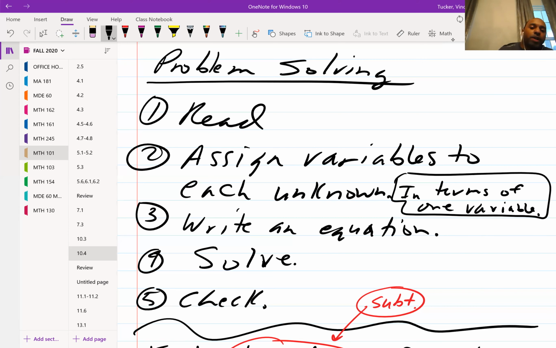Then we'll write an equation according to the words that we received in that word problem, and then finish it off. We want to check. We want to make sure that we actually answer the question that's given to us.